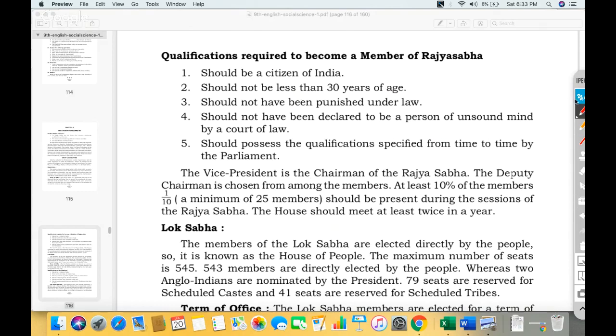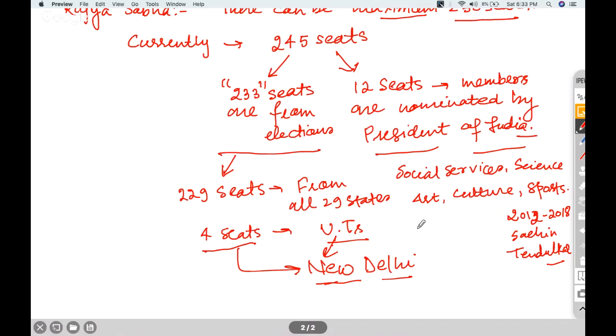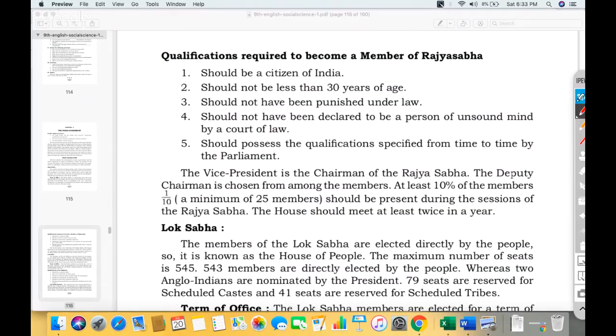Then we have Lok Sabha. So in Lok Sabha, again, let me go to where I was. Yes. So before I go to Lok Sabha, there are a few more questions that I need to handle about Rajya Sabha. People were asking, so you should know how members of Rajya Sabha are elected.